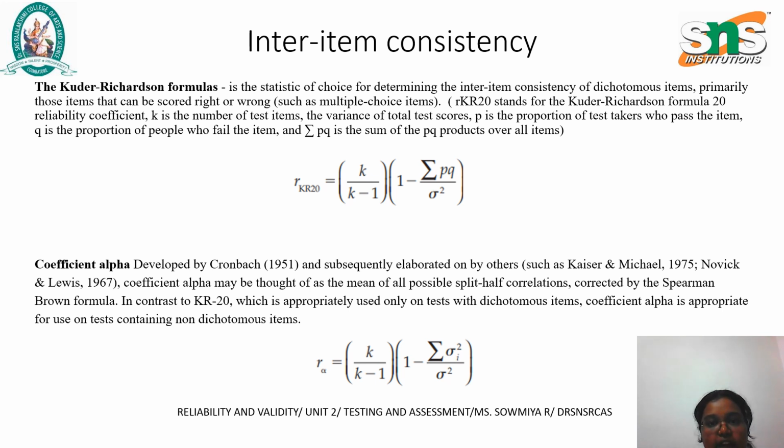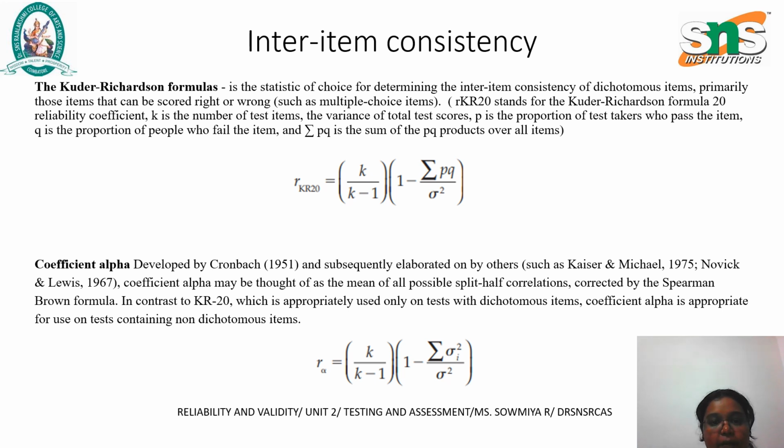K is the number of items, the variance of the total test score, P is the proportion of test takers who pass the item, and Q is the proportion of people who fail the item. Summation of PQ is the sum of the PQ products over all the items.